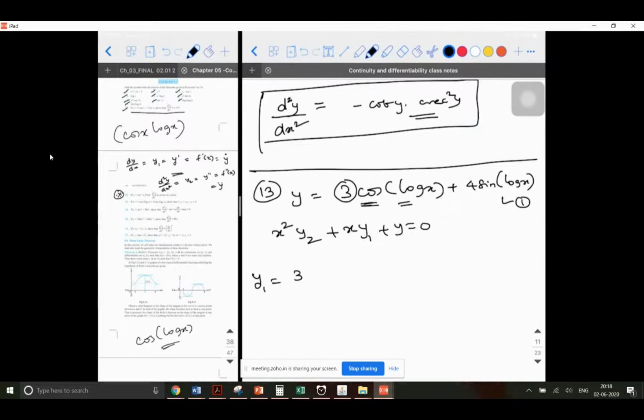Okay. 3 into cos of log x. So derivative of cos will be minus sine of log x into 1 by x. Very good. Plus 4 into cos of log x into 1 by x. As simple as that.